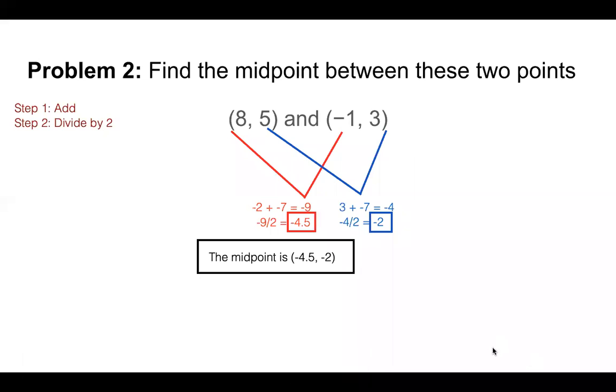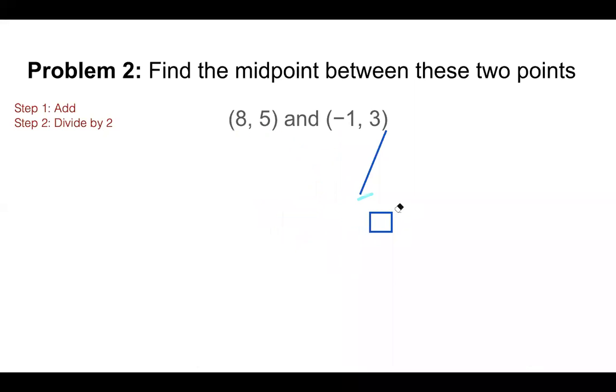Now, problem number 2. I'm going to keep up those 2 steps so we can remember those. Now we're going to find the midpoint between (8, 5) and (-1, 3). Start off by making our connections. 8 and -1 are going to connect. 5 and 3 will connect.